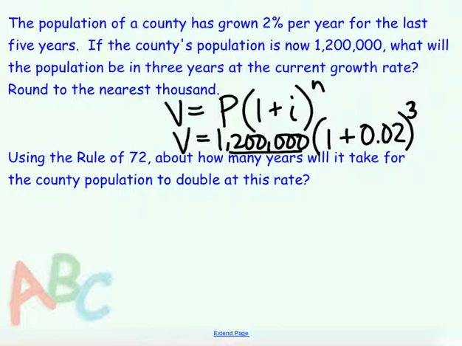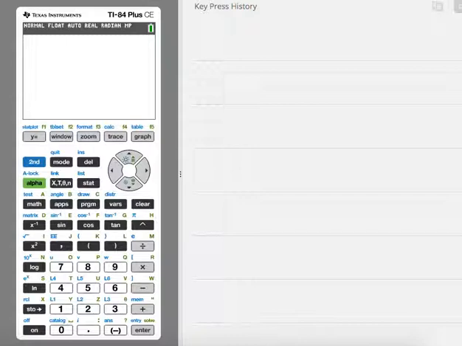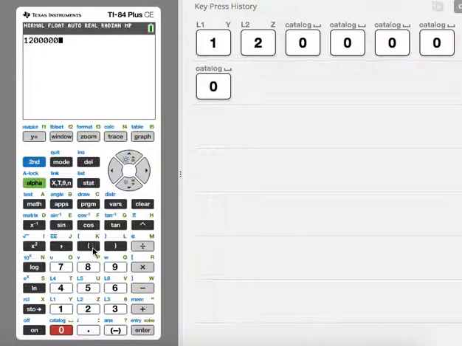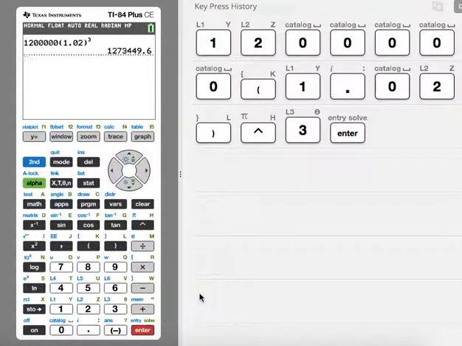So if I go ahead and plug this into a calculator, which I'll bring up here so that you can see, I can plug in 1,200,000 and say I have 1.02, so my 2% growth for 3 years. We would see that it will grow to be 1,273,449 people. Okay, so it's grown a significant amount in those 3 years.